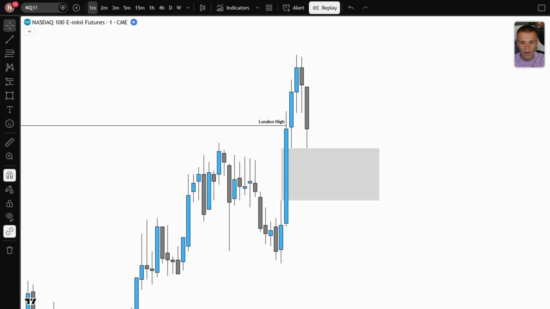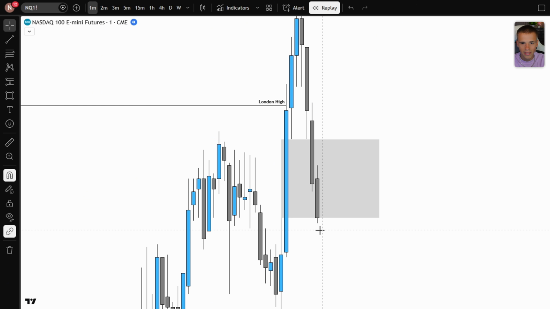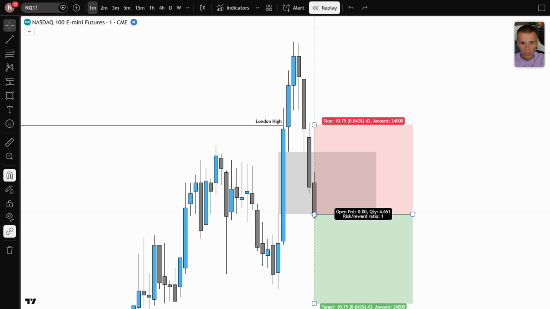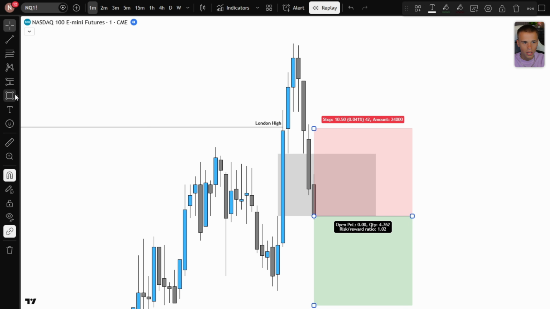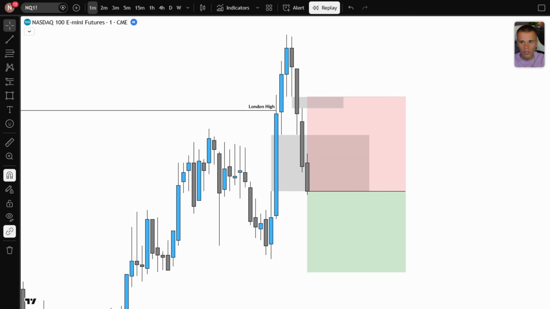So if I fast forward the market, all we want to see is a disrespect of this fair value gap, and let's see if we are going to get it right here. So there it is. You can see we beautifully disrespected it, just closed below it. So what do we do? We enter the position. We also have a fair value gap right here that can support our stop loss, so we can put our stop loss just above it.